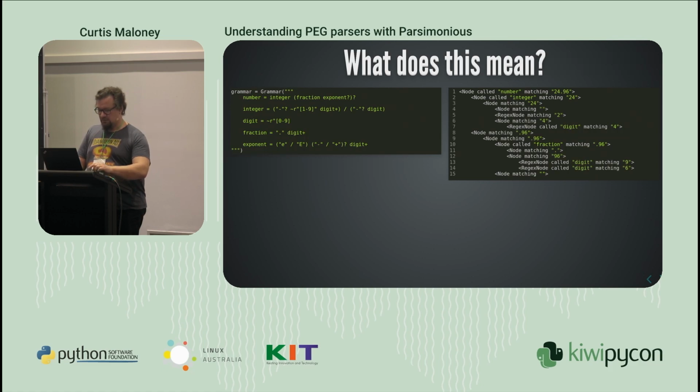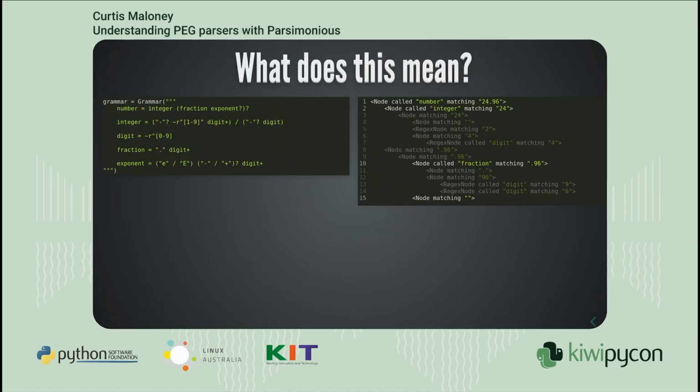So, again, what do all of these tokens actually mean? We can see here that it's matched the fraction, matching 0.96. That's our fraction term there. And an integer matching 24. And our exponent did not match anything, so it's there at the bottom.